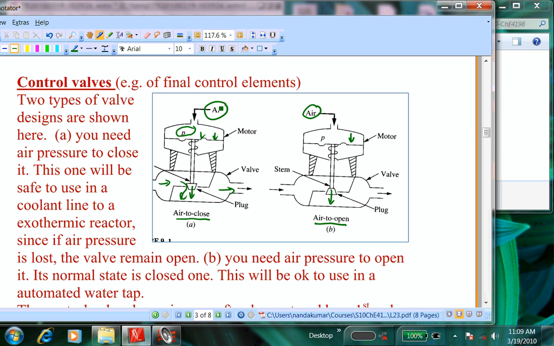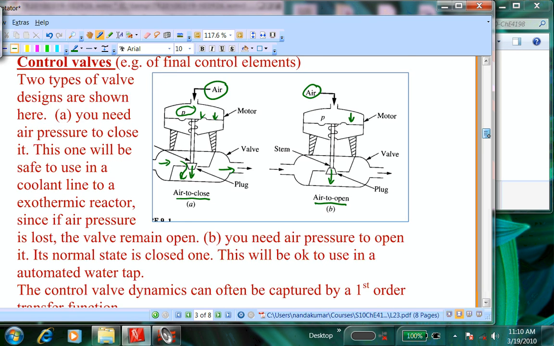Normally in toilets, right? If you go to the airport and put your hand in, it lets the water flow. And if there is no air supply, you don't want the water to be draining all the time, so at least it shuts off completely. That would be one example. So safety considerations are what allow you to choose between these two, but the dynamics are going to be basically the same.